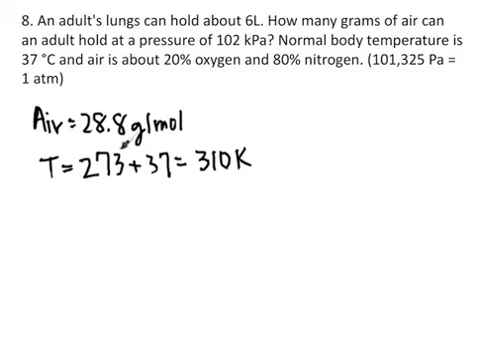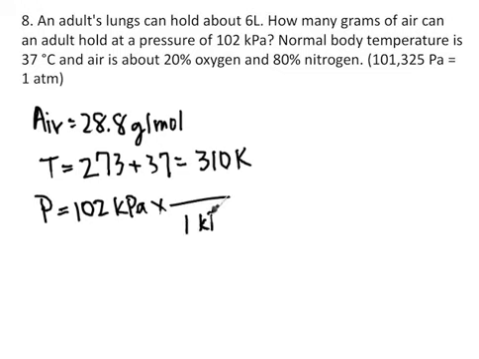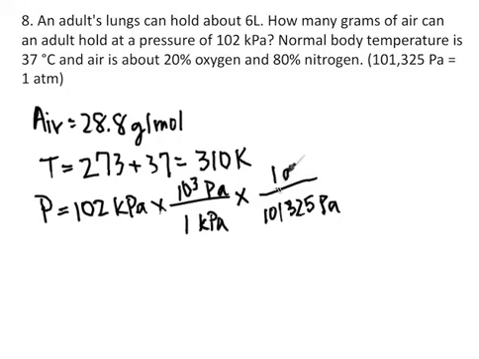So it may be useful to memorize this conversion also. So 102 kilopascals. Okay, let's do unit conversion. So 1 kilopascal equals 10 to the 3 pascals, right? 1000 pascals times 1 atmosphere per 101.325 kilopascals. So you can always round this.